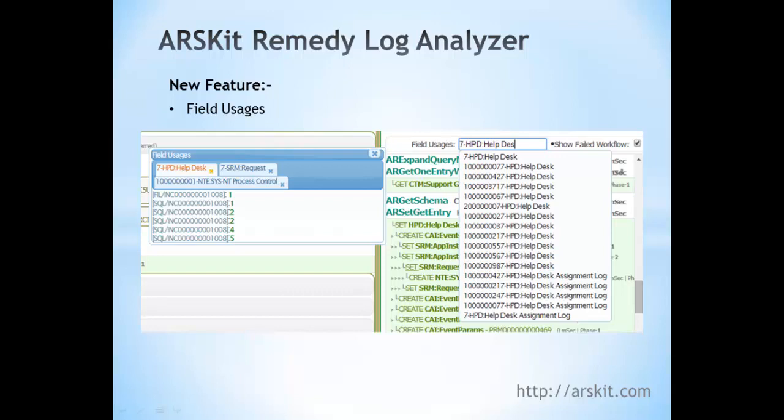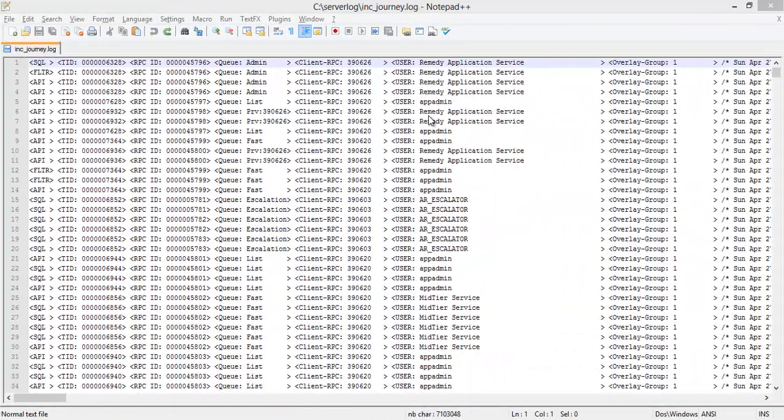Many times, you analyze a Remedy log to understand where a particular field was modified, for which you perform a simple search in your text editor. However, there are many challenges in doing so. First of all, you would not really know if the searched field belongs to the required form or not. Let us take an example here. This is the log analysis result of an incident journey, and you want to know which workflow set or modified the value of field ID 7 belonging to the HPD helpdesk form.